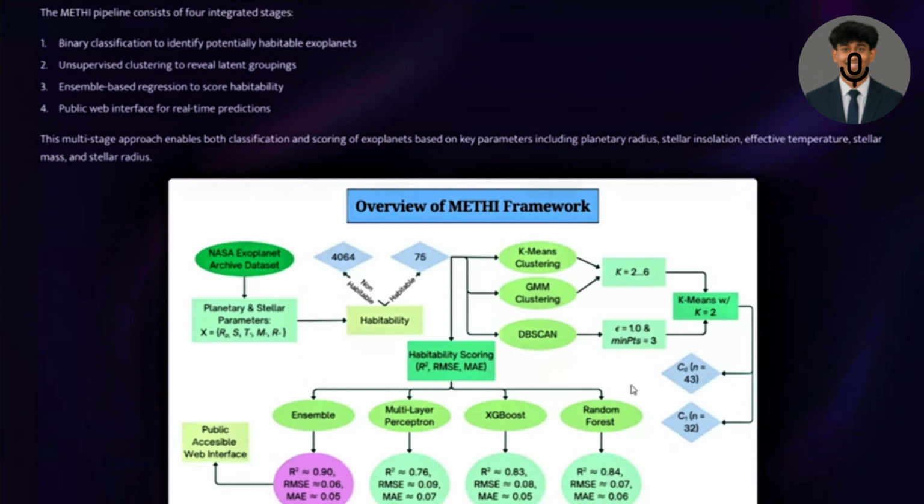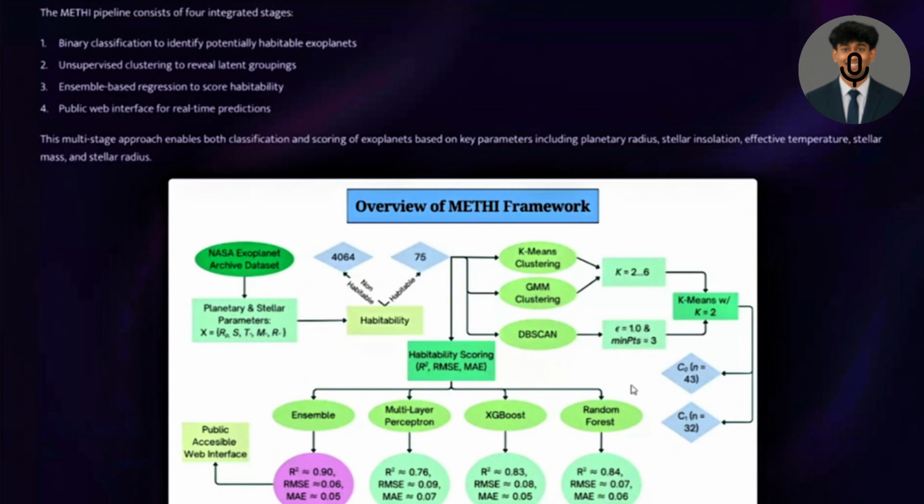From there, we started the first step, which was the binary classification. From the data set we had, we classified 4,064 as non-habitable and 75 as habitable. Then we moved on to the clustering stage, where we used the top 3 clustering methods and wanted to assess which would yield the best results. We tested each of these clustering methods individually, and found that k-means with k equal 2 was the best. In cluster 0 there were 43 exoplanets, and in cluster 1 there were 32.